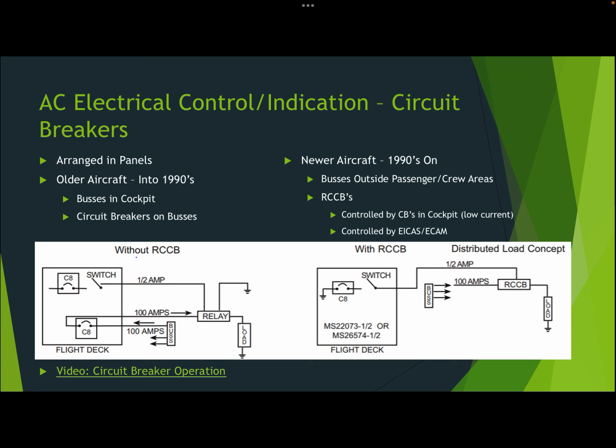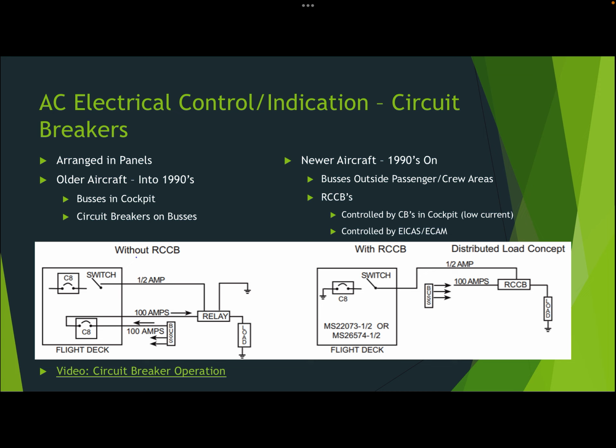But in order to be able to control different things connecting or disconnecting, essentially being able to control those loads being turned on and off or power being sent out, this necessitated the need for what were called remote controlled circuit breakers, RCCB. Now, it didn't eliminate circuit breakers up in the flight deck. We still had circuit breakers in the flight deck, but the circuit breakers up in the flight deck now were all low current, and they would actually be used to control the high current breakers located down below.